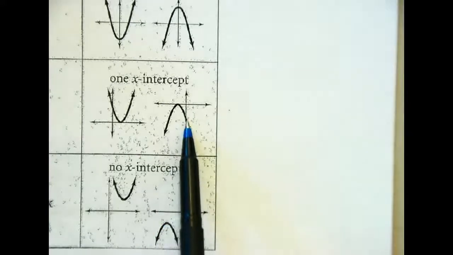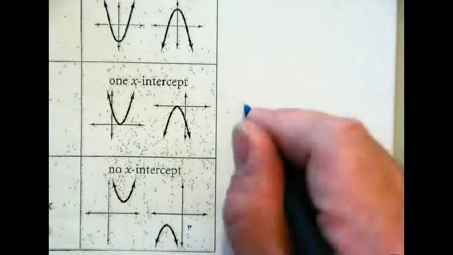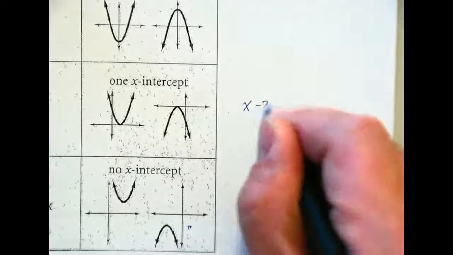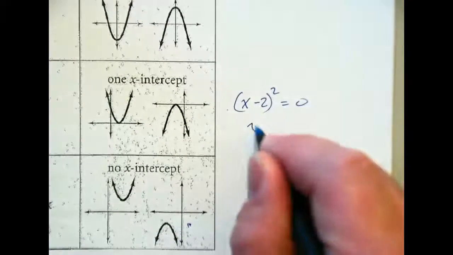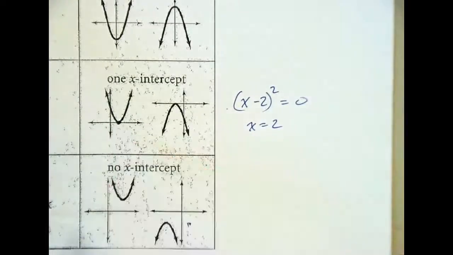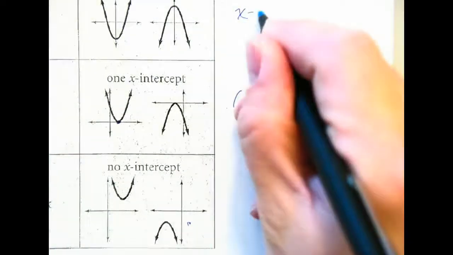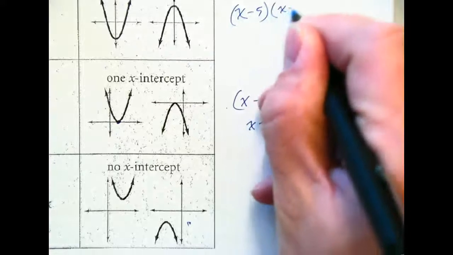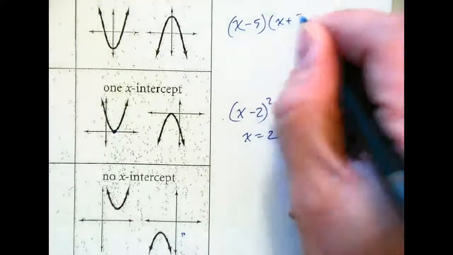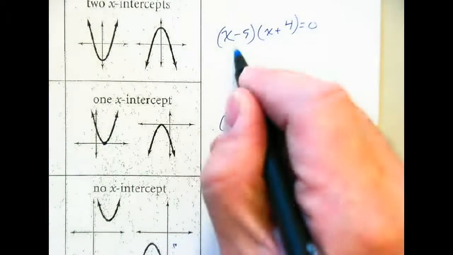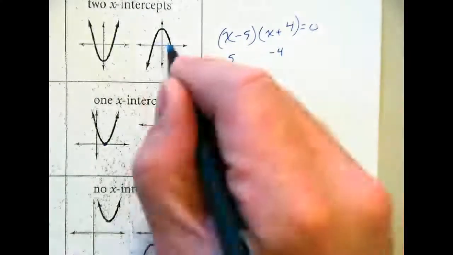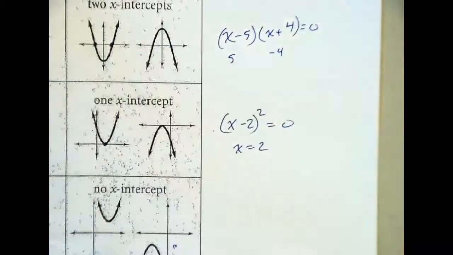Now, this happens when you have one real solution, right? Maybe your answer is something like x minus 2 quantity squared equals 0, and you say, well, the answer then is x equals 2. That means it hits in one spot. Two solutions would be something like x minus 5 and x plus 4, so that we don't think it has to be the same thing. One answer is 5 and one answer is -4, so they hit at 5 and -4. If it's negative, then it opens downward.